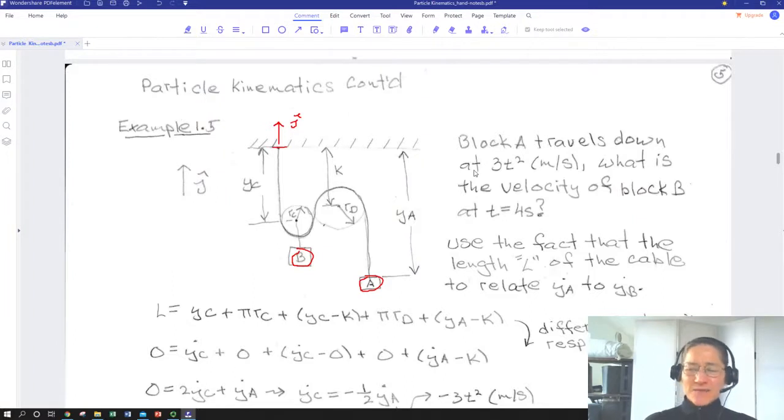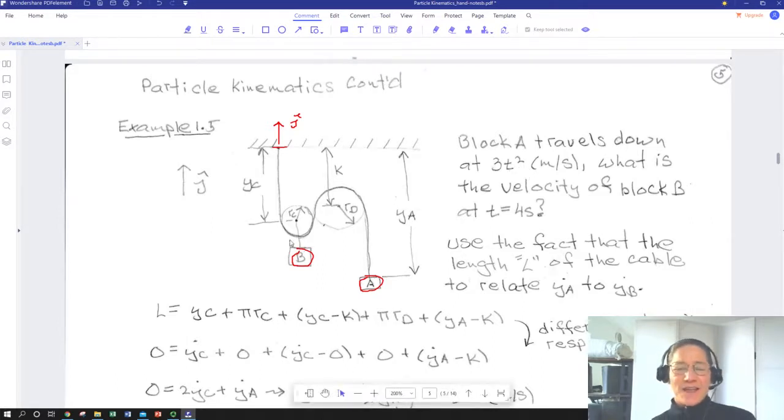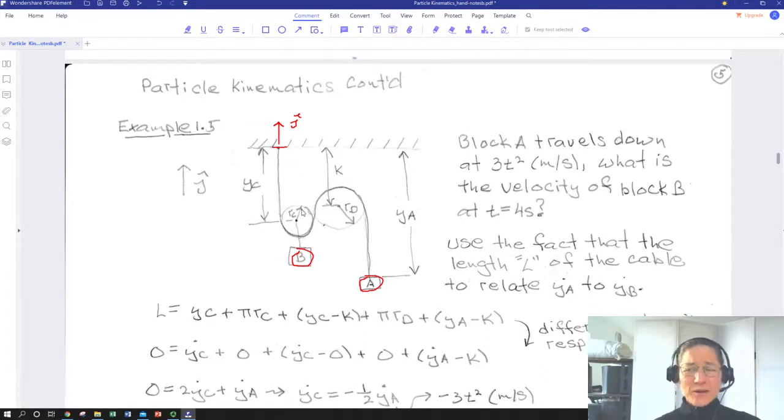Now, let's take a minute before we start jumping into relative rates here. Effectively, block A is traveling down. If you were standing on block A, the ceiling would be traveling upwards at 3t squared meters per second. And block B would be traveling who knows what relative to you. That's a little complicated. So just bear in mind, we can look at this now from multiple different reference frames, but we're going to pick the ceiling reference frame as our common reference frame.